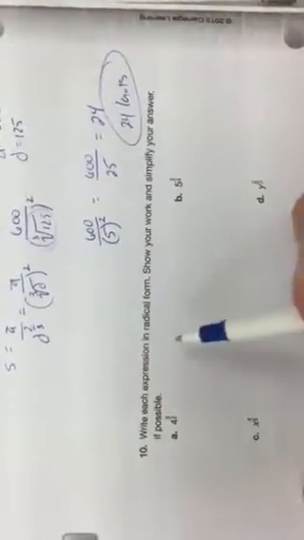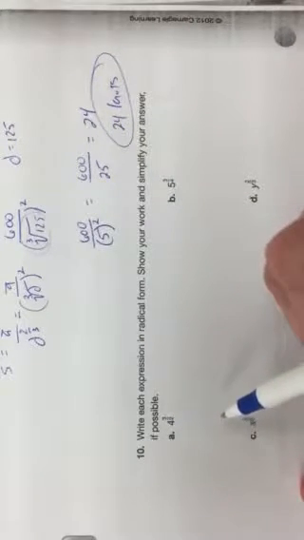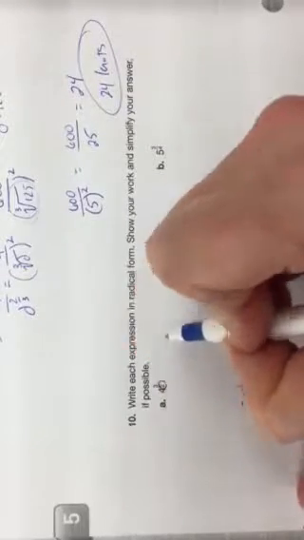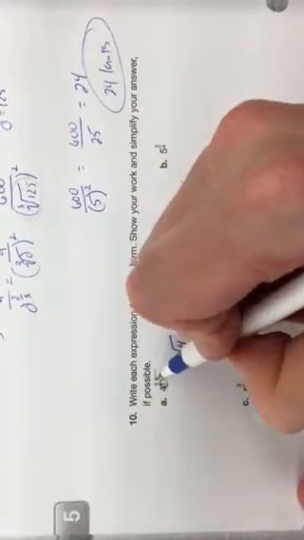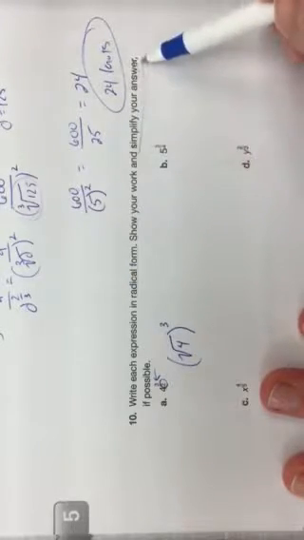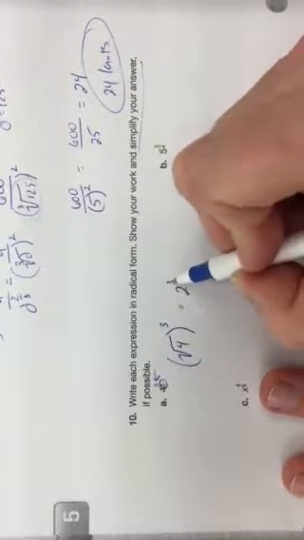Now down here they want us to write each expression in radical form, show your work, and simplify your answer. Okay, so write each expression in radical form. So 4 to the 3 halves. Now we know that having a half means we're taking the square root, right? But then we still have this numerator, so that means take the whole thing to the 3rd power. So we wrote each expression in radical form. Now we need to simplify our answer if possible, and it is possible. The square root of 4 is 2, and then we have still 2 to the 3rd, which is 8, okay?